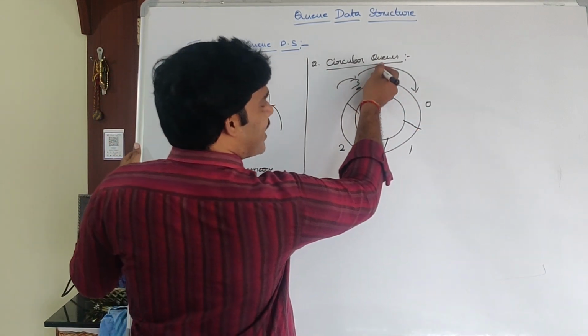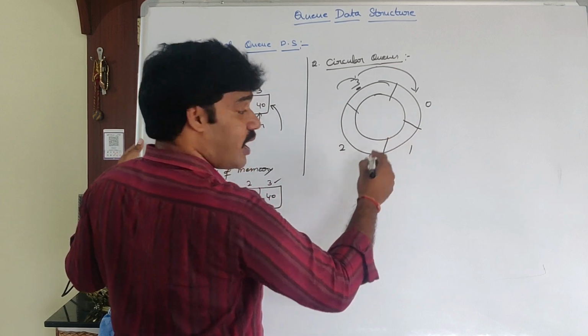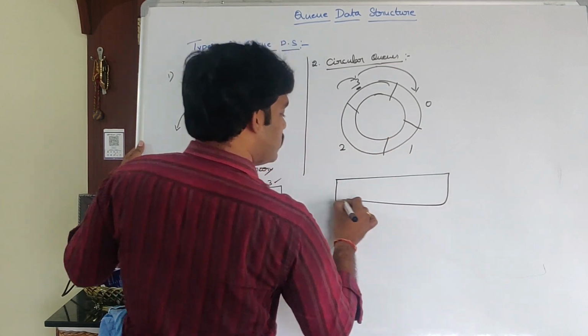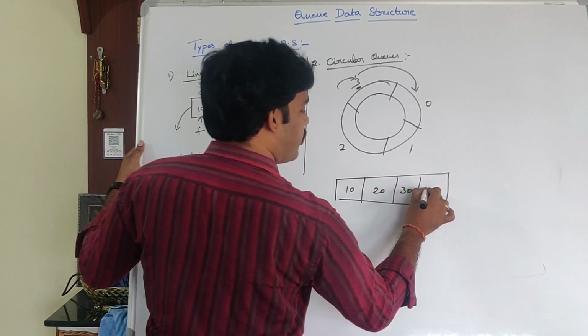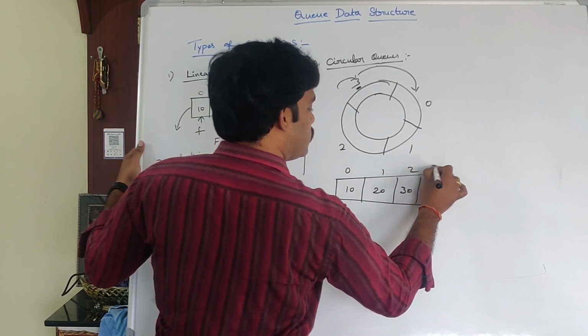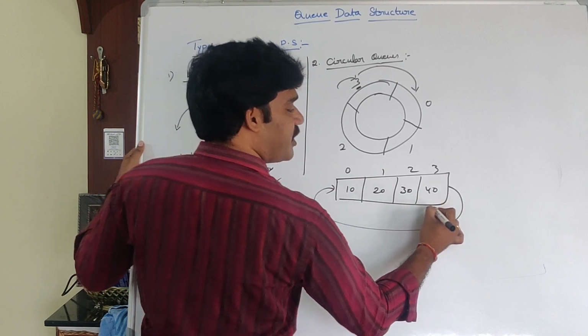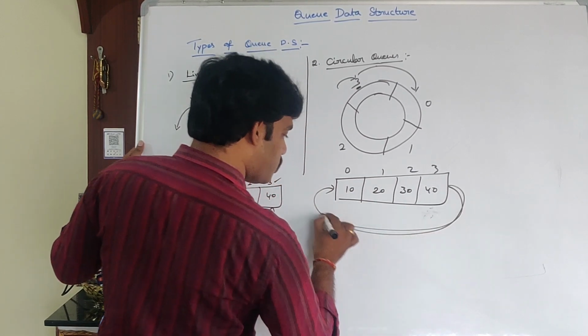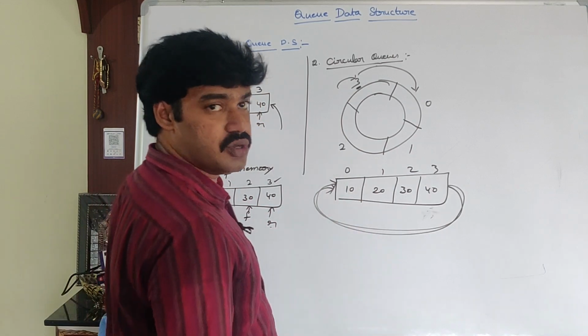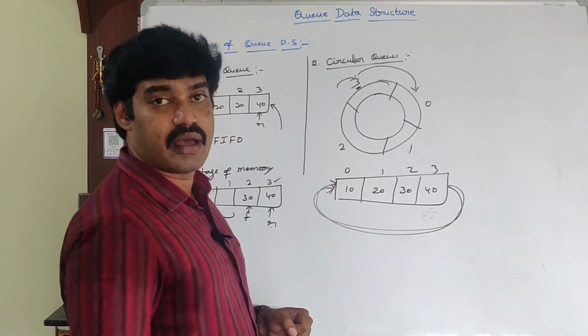We can represent the circular queue by using a ring buffer, or this type also. Choice is yours. 10, 20, 30, 40, 0, 1, 2, 3. Whenever the front pointer and rear pointer reaches max size minus 1, then reset them to which one? The starting location 0. So this is nothing but a circular queue.